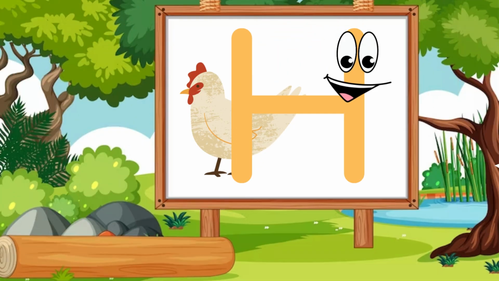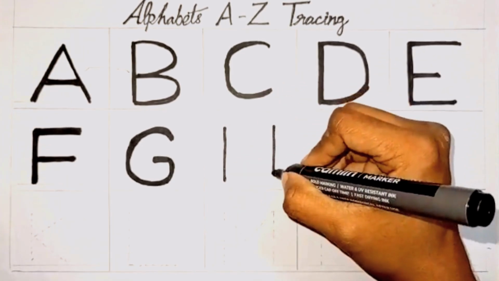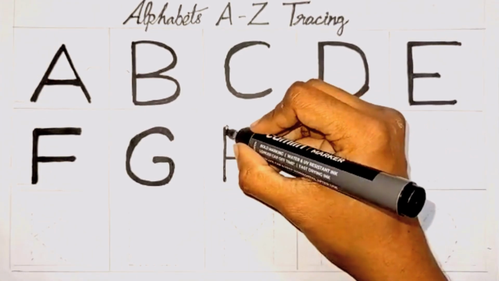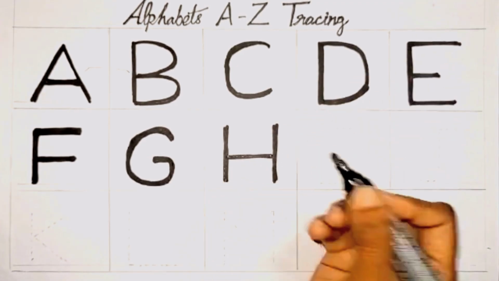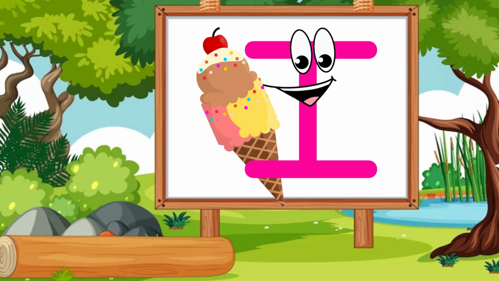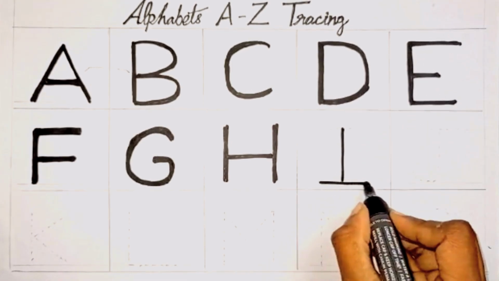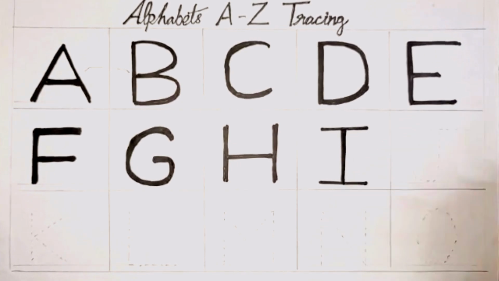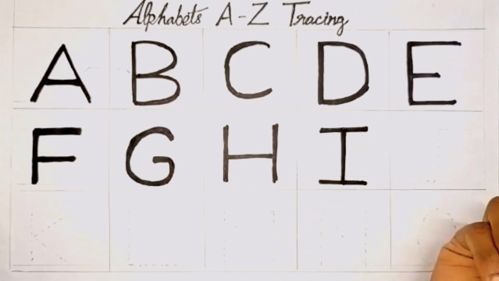Next is the letter H. Standing line, sleeping line. That is H. Let's write it again. Standing line, sleeping line. That is your letter H. Now I. Standing line, and sleeping line at both ends. Standing line, sleeping line. This is I.